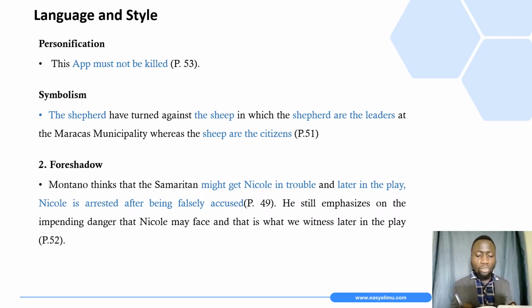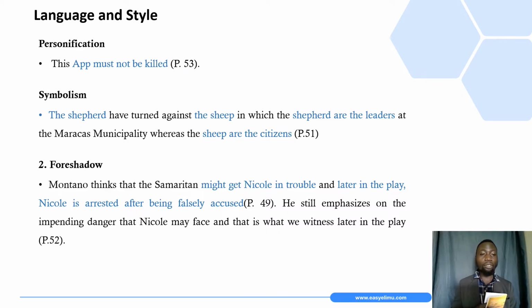So stand firm with the app and demand that the leaders do things right. This app will help us, and it must not be killed. So in a way, it's like the app is also living. So there is also symbolism.